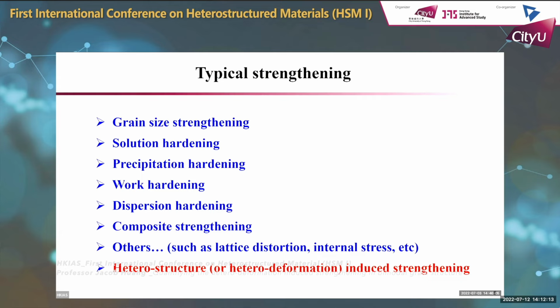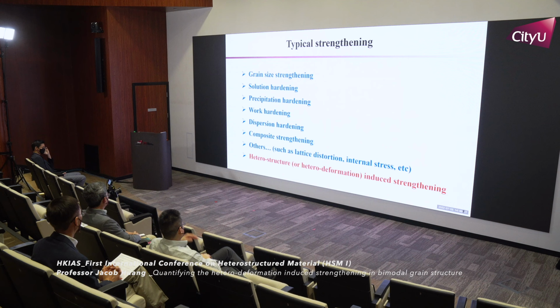Well, for common structural material, there are many kinds of strengthening mechanisms that have been well known, such as grain size strengthening, solution hardening, precipitation hardening, work hardening, dispersion hardening, composite strengthening, and many others, such as the lattice distortion strengthening or the strengthening by the internal stress and so on. And in this talk, we mainly examine the heterostructure or the hetero-deformation induced strengthening.